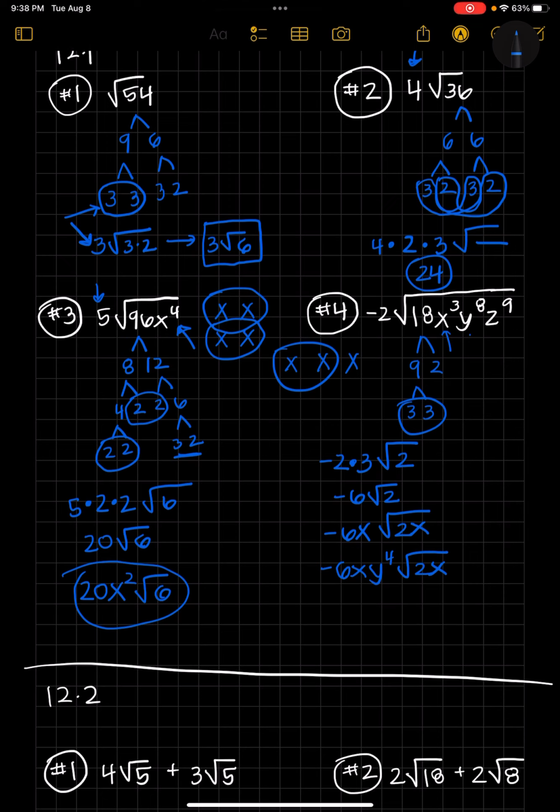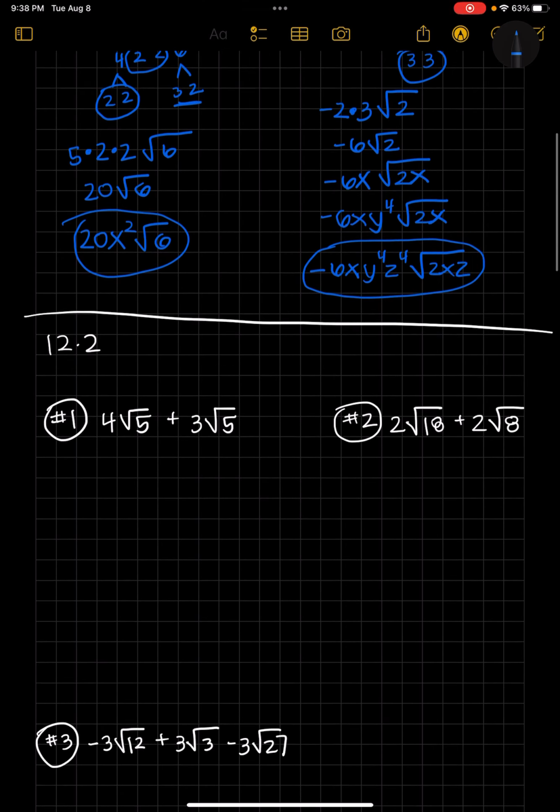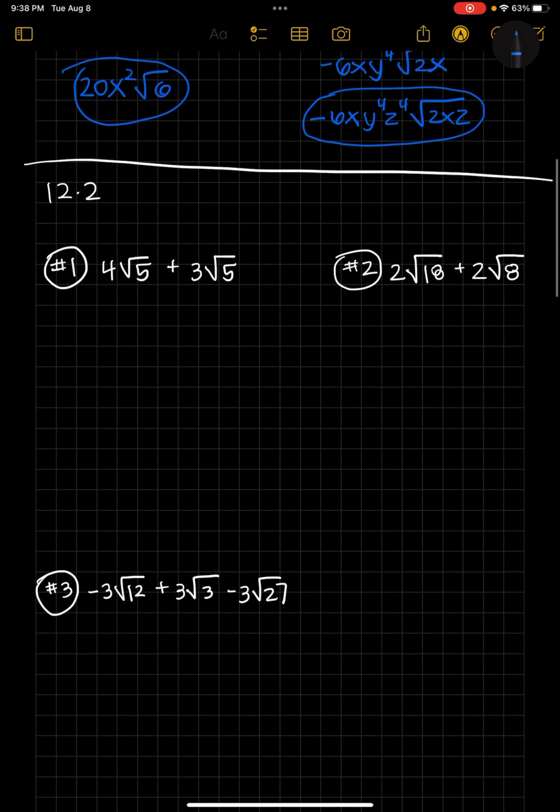So I can write out 9 z's and circle my pairs, but I'm going to have 1 z left over because it's an odd number, right? But how many pairs of z's do I have? I have 4. So my final answer would be negative 6x y to the 4th z to the 4th square root 2xz. All right, so that's how we do that.